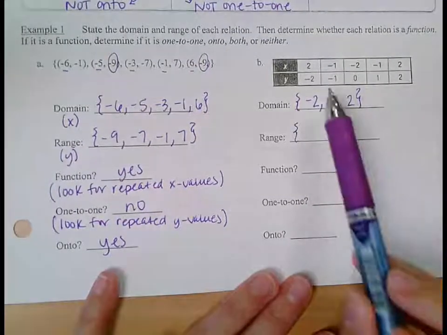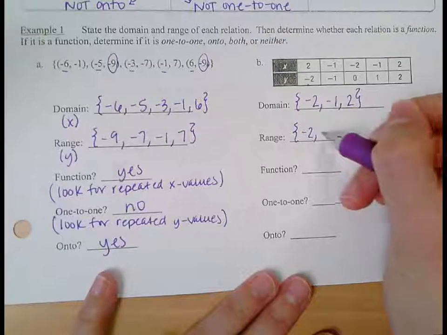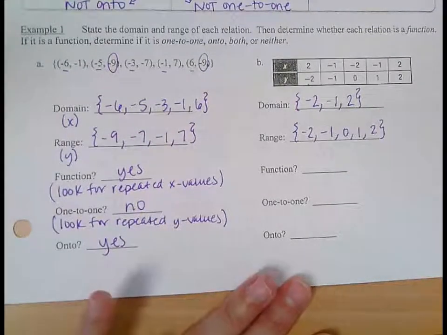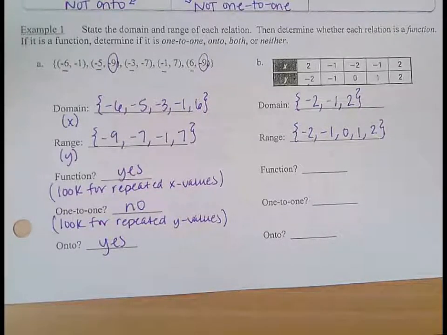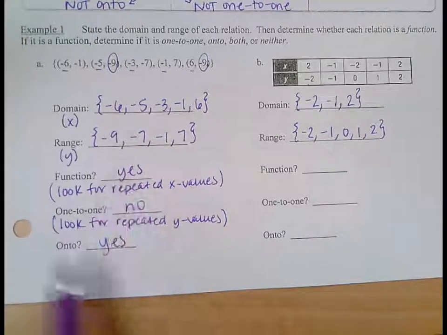The y values, as you look at them, are all different. And actually in the table, they're already in numerical order. So I can write those 5 values down, -2, -1, 0, 1, and 2. So looking at how we discussed what to look for in terms of a relation being a function, would you say this is a function?